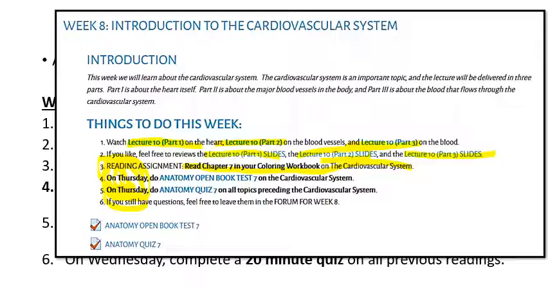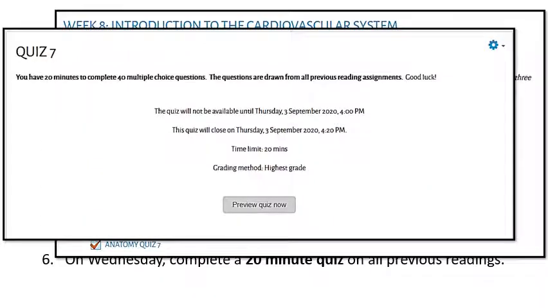Okay, so you open the anatomy quiz. It will appear. You click on that at the correct time, which will be 4 o'clock on Wednesday, right? And this will appear. So this will tell you that the quiz is not available until Thursday, September 3rd at 4 p.m. and the quiz will close on Thursday, September 3rd at 4:20, which means that you have only 20 minutes to write the quiz, as I said. And then you click on this little bar here, and that allows you to begin the quiz.